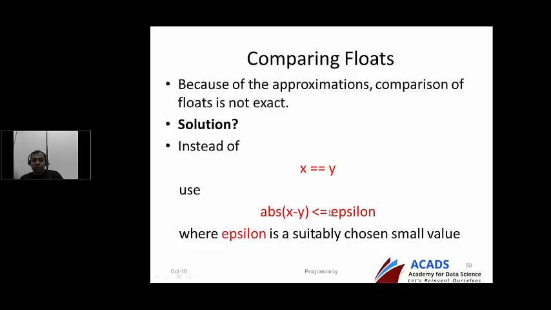Always use a suitable epsilon value depending on your application. It could be 0.1, it could be 0.01, or it could be 10 to the power minus 6. It should be a suitably chosen small value, and at the same time it should not be so small that it is a number which Python cannot represent. So you have to make sure that the epsilon value itself is representable, and then use a comparison: absolute x minus y less than or equal to epsilon. This will give you a nearly correct answer in most cases if you choose your epsilon carefully.